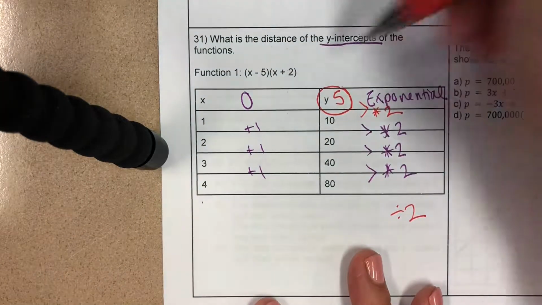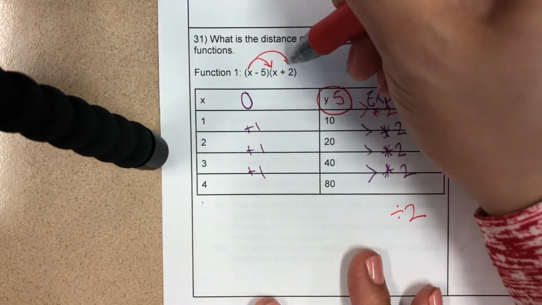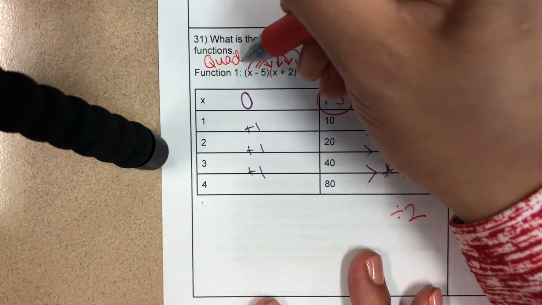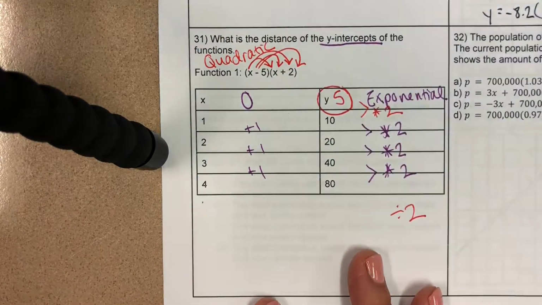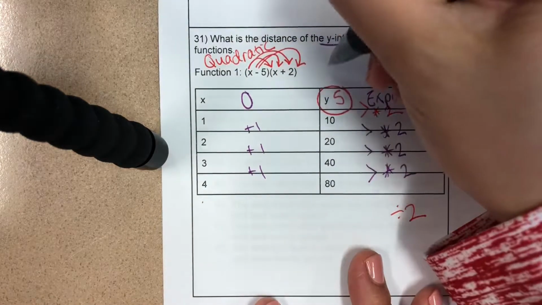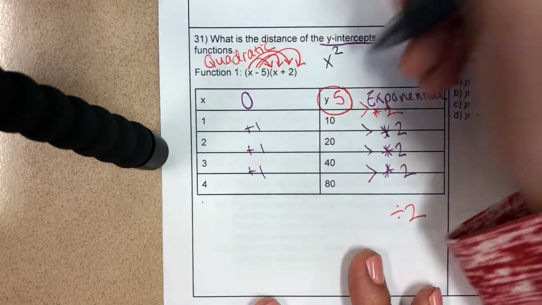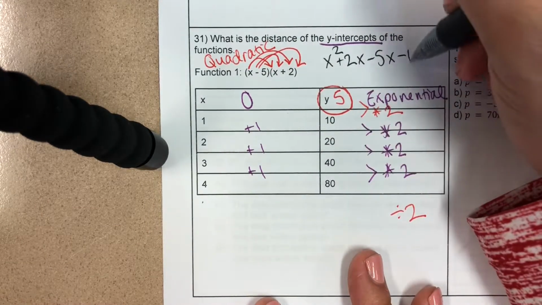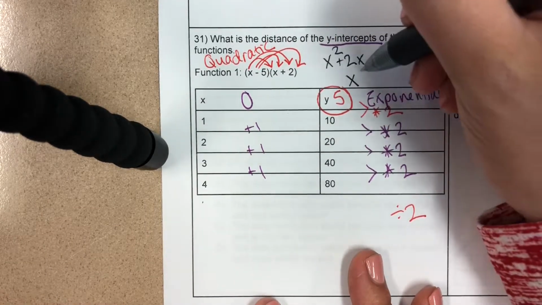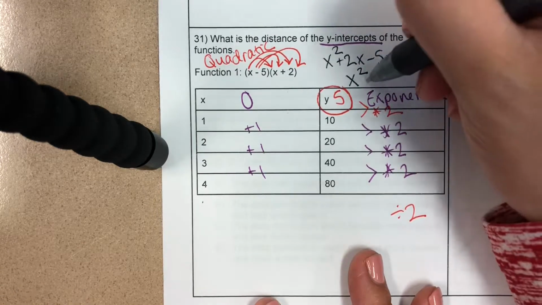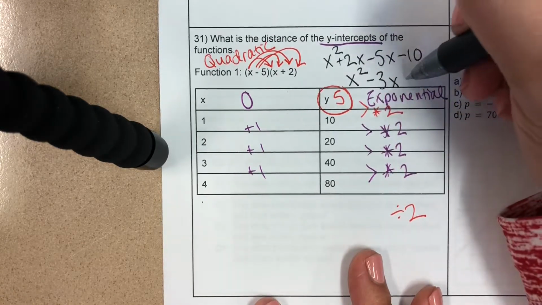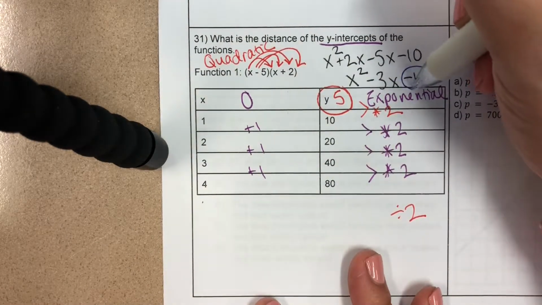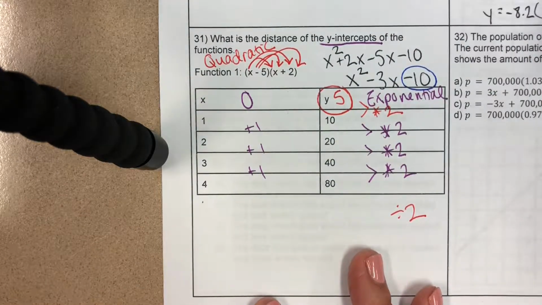For this one right here, I can tell that I can FOIL this, which tells me it is a quadratic function. Let's FOIL this real quick. X times x is x squared. X times 2x is 2x, -5x, and then I have -10. If I simplify this, x squared, 2x minus 5 is -3x, and then I have -10. For a quadratic, our constant is going to be our y-intercept.